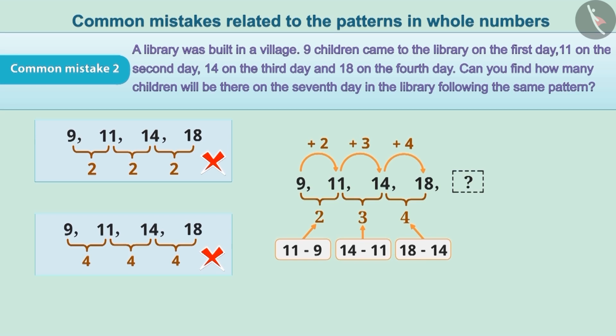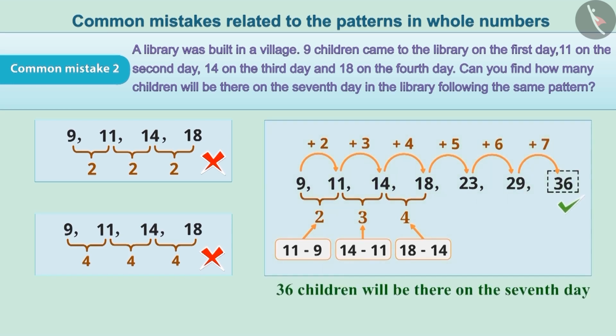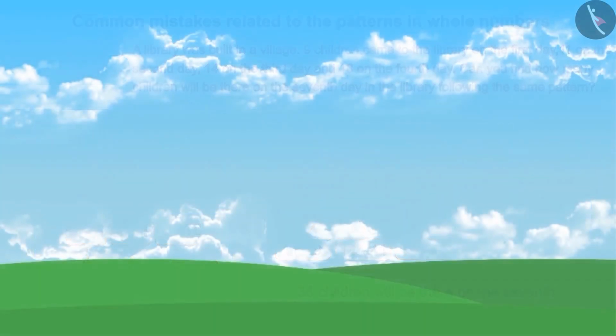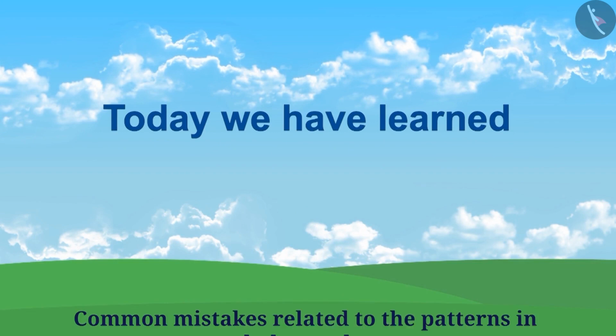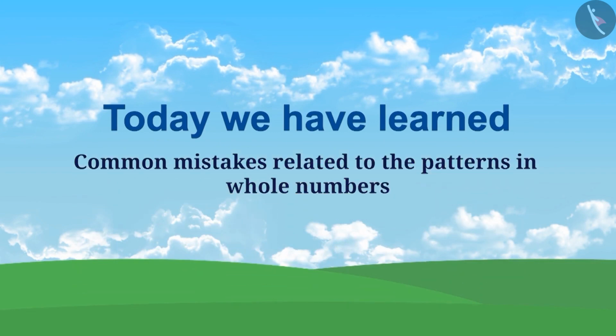By following this pattern, add 5 to 18 to get the fifth term, which is 23. Adding 6 to 23, we get the sixth term, which is 29. And adding 7 to 29 to get the seventh term, which is 36. This is the correct answer for the given question. Today we have learned some common mistakes related to patterns in whole numbers.